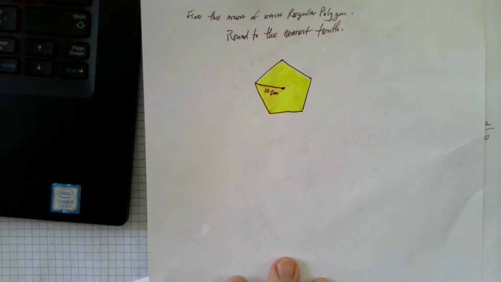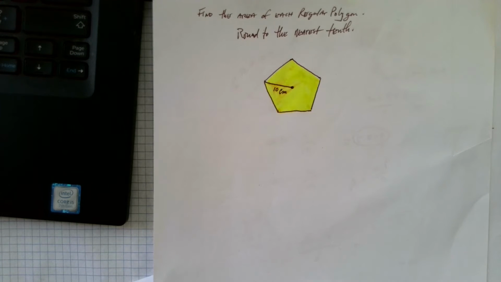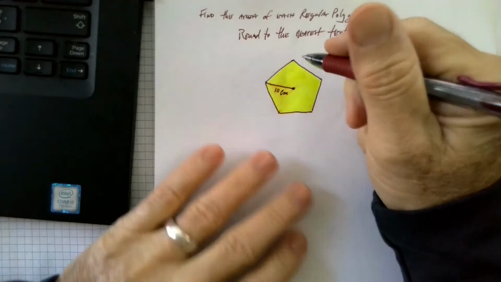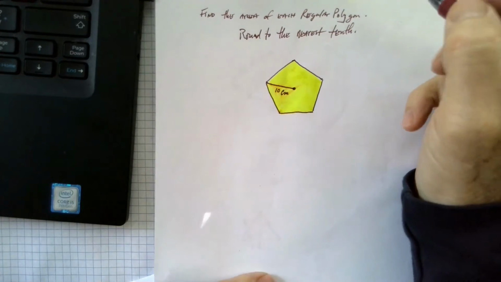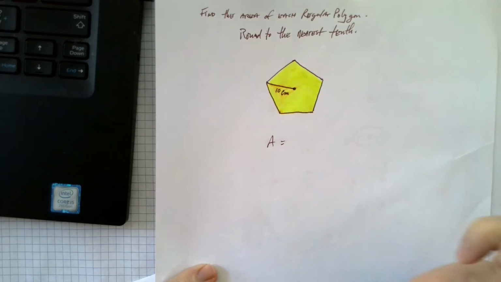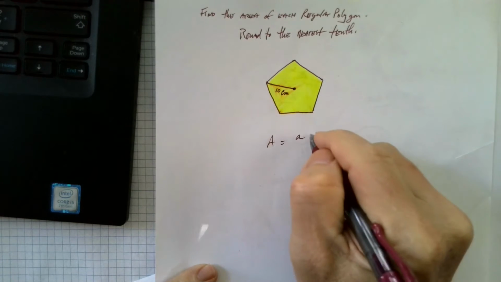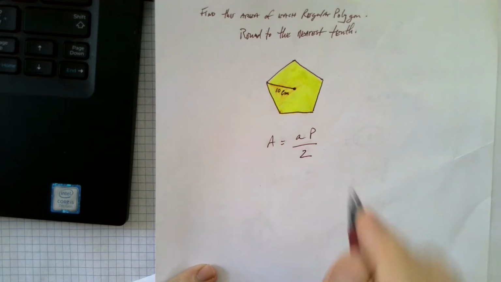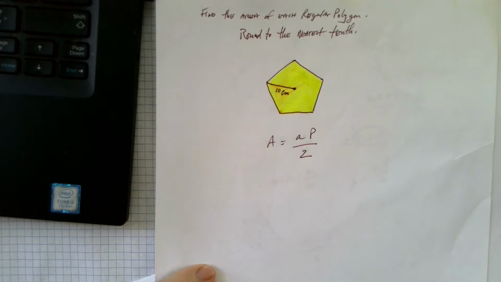I'm going to try to tackle this: find the area of each regular polygon and round to the nearest tenth. This is a pentagon, and they've given me that the radius is 10 centimeters. I'm going to try to set it up and solve to find the area of a regular polygon, which is the apothem times the perimeter divided by 2. So, where do I start on this?